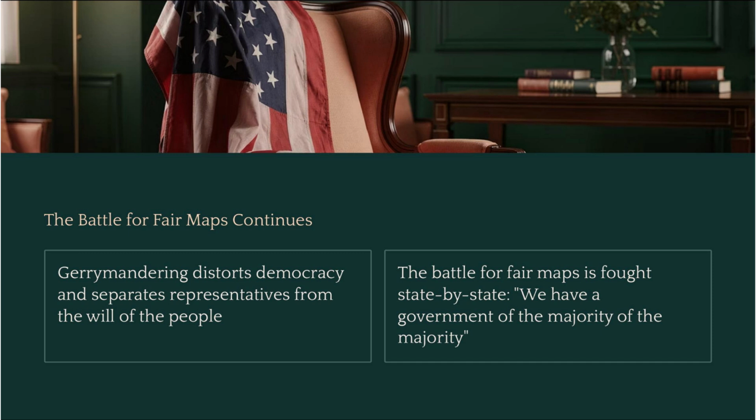It is a struggle to ensure that we have a government of the people, not a government of the majority of the majority. The next time you see a strange, twisting shape on a political map, remember, that isn't just a line. It's a choice about whose voice matters.